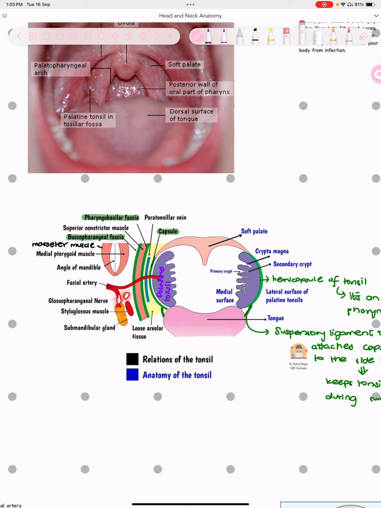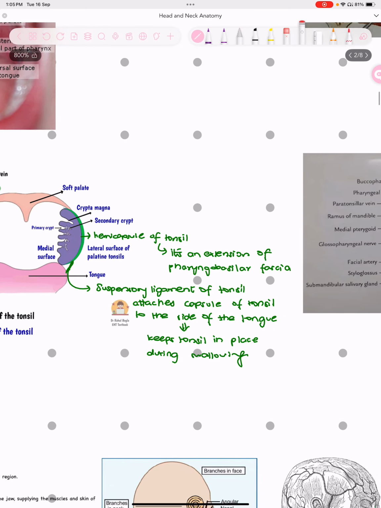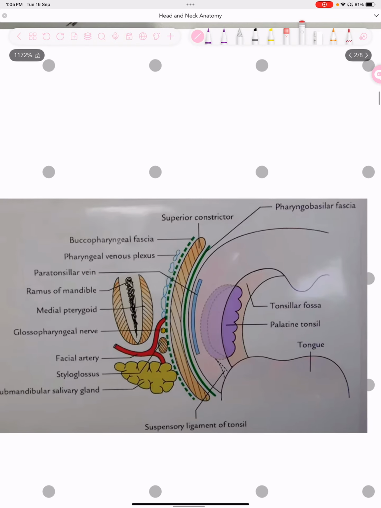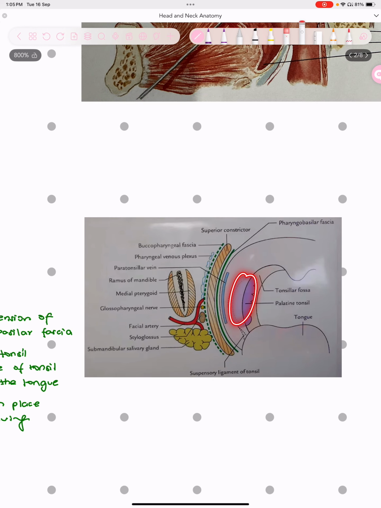Glossopharyngeal nerve is this in yellow. Right, and this submandibular gland also. I found this image better, so let's just discuss in regards to this. So this is your tonsil, that's your peritonsillar vein, this is your pharyngobasilar fascia, this is your superior constrictor muscle, this is your buccopharyngeal fascia.